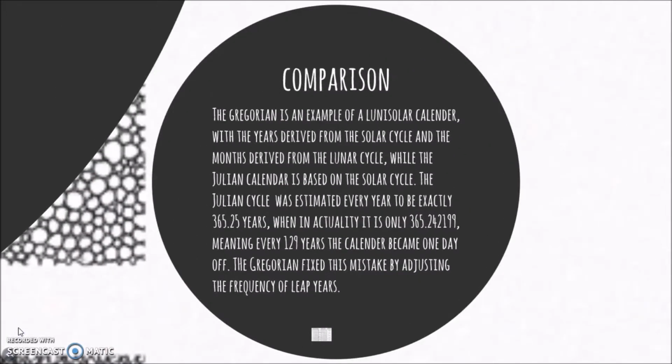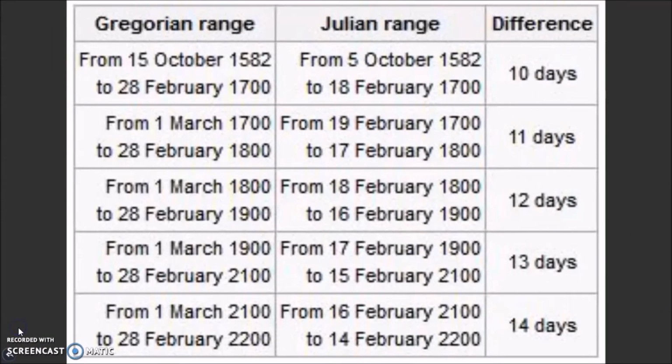Comparison. The Gregorian is an example of a lunar-solar calendar, with the years derived from the solar cycle and the months derived from the lunar cycle. While the Julian calendar is based on the solar cycle, the Julian cycle was estimated every year to be exactly 365.25 days, when in actuality, it is only 365.242199, meaning every 129 years the calendar became 1 day off. The Gregorian fixed this mistake by adjusting the frequency of leap years. This shows the difference between the Gregorian and the Julian years.